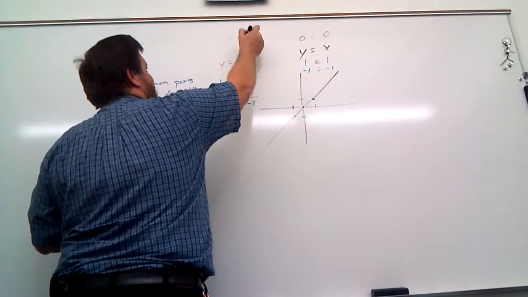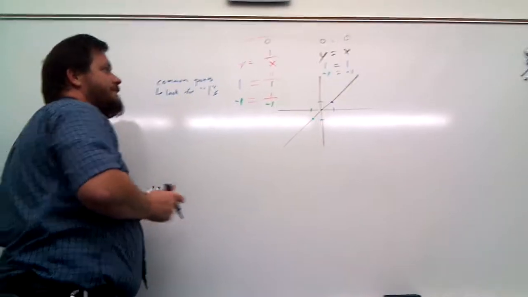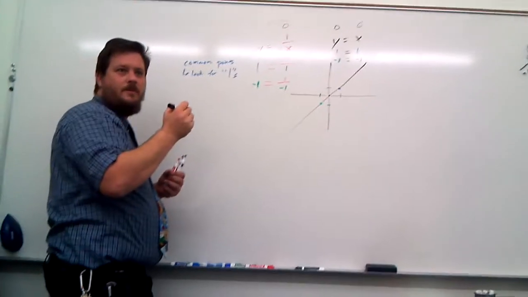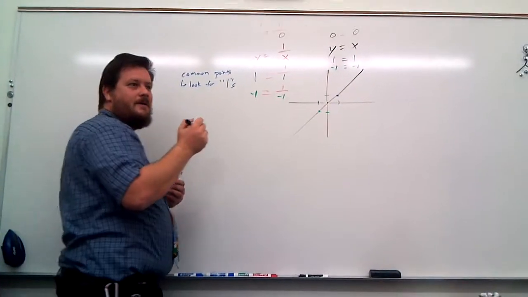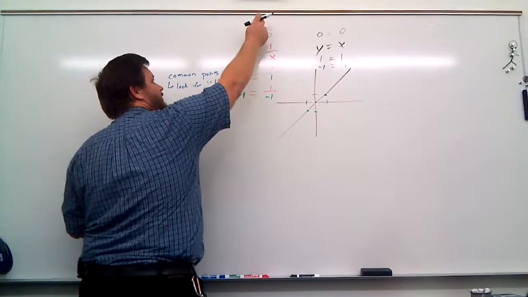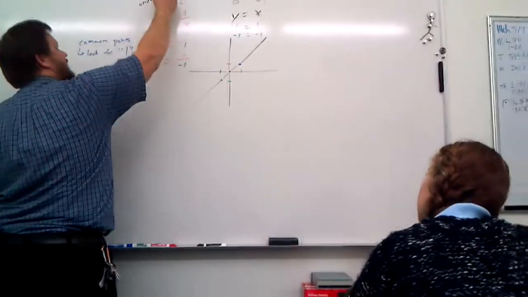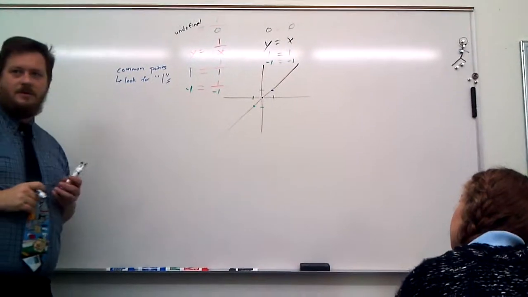Use the pink pen. All right, what if I plug in a 0 for x in this equation? Undefined. Why? Because you don't know how many zeros go into one. 1 divided by 0 is undefined. Anytime you divide by 0, it's undefined.